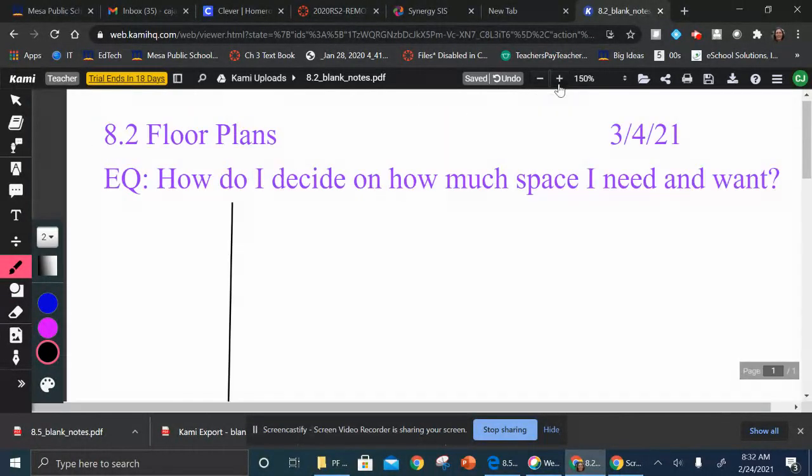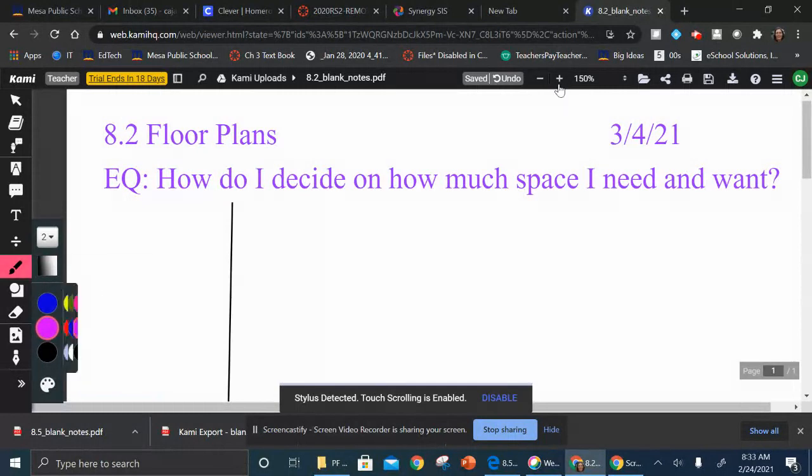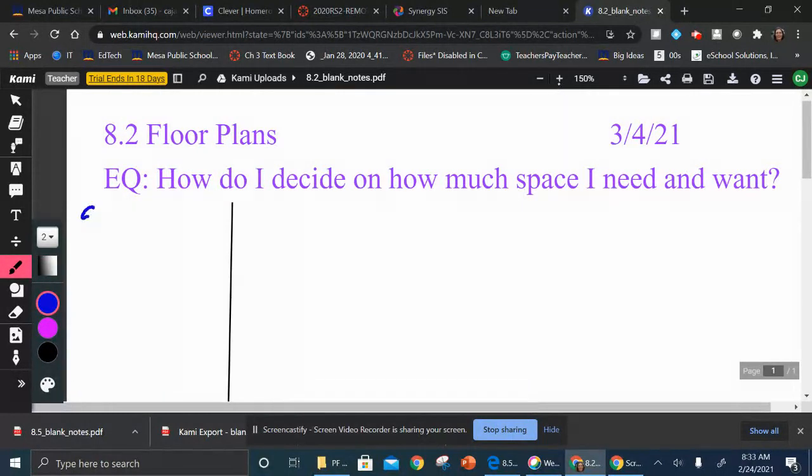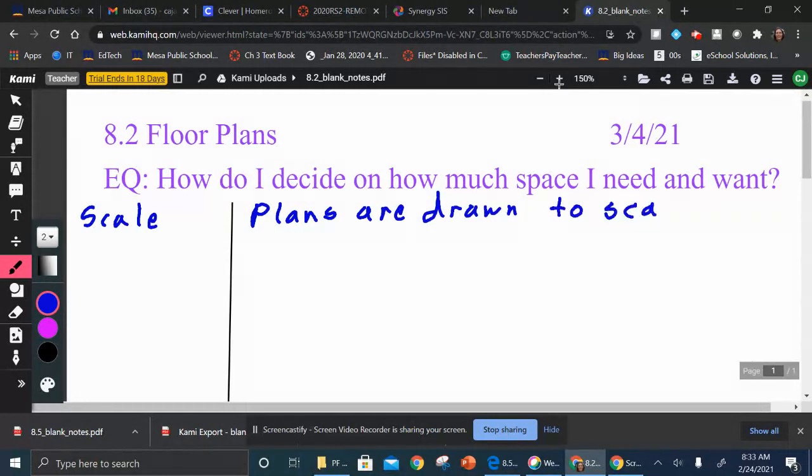Okay, so we're working on 8.2, which is on floor plans. Our essential question is, how do I decide on how much space I need and want? When you're looking for an apartment, you'll see they'll have scale drawings, right? So plans are drawn to scale. They'll have floor plans that you look at for your apartments.